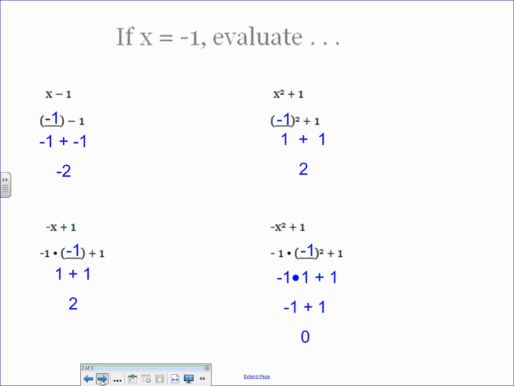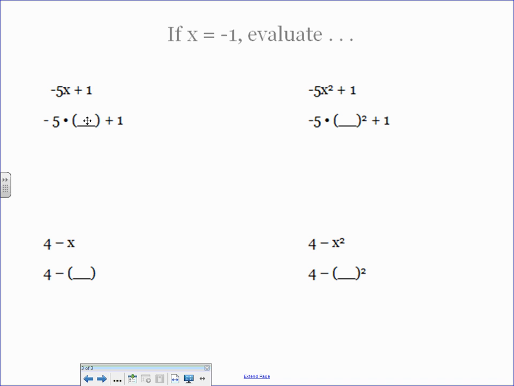All right, let's do a couple more examples. Again, we'll fill in, replace x with negative 1 in parentheses so we keep our negative sign straight. Now, this one is negative 5x plus 1. Coefficient is negative 5, so that means negative 5 times negative 1, which is positive 5 plus 1 is going to give us 6. This is negative 5 times negative 1 squared.